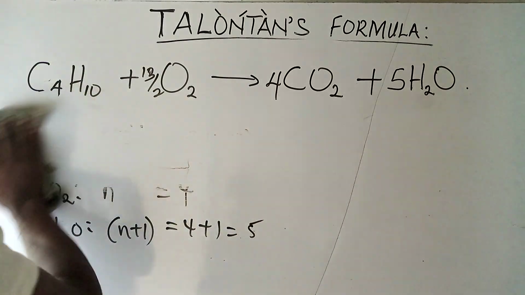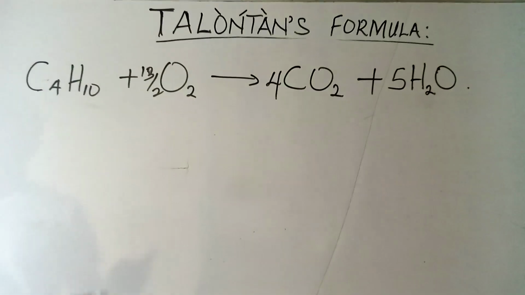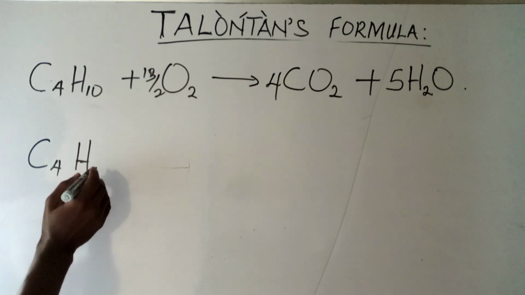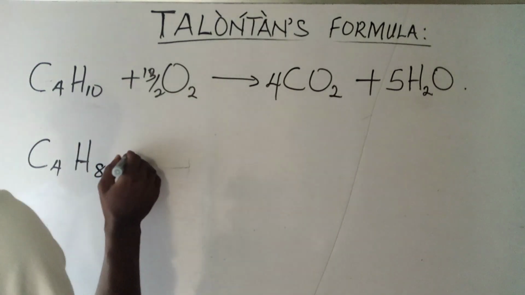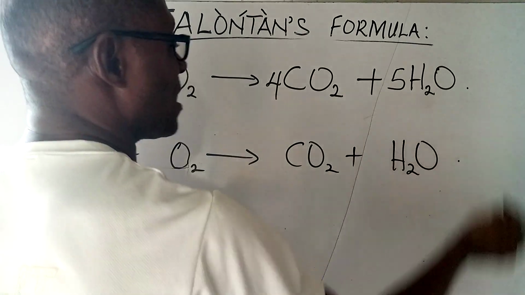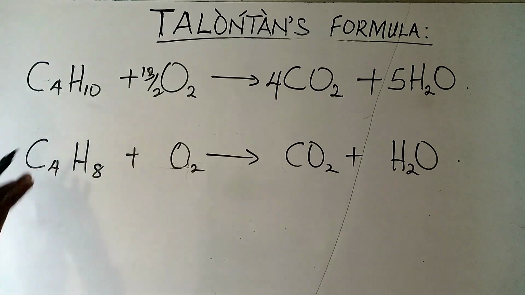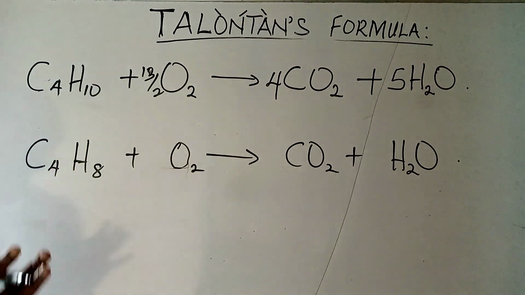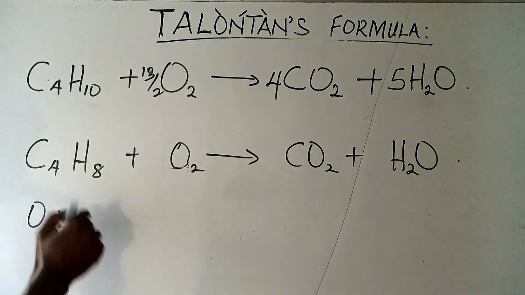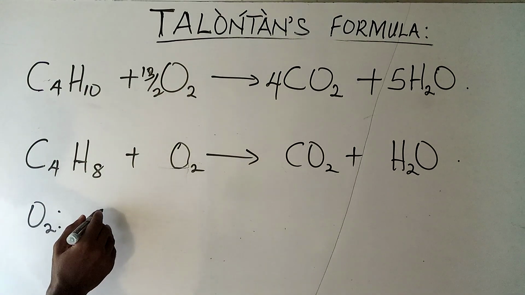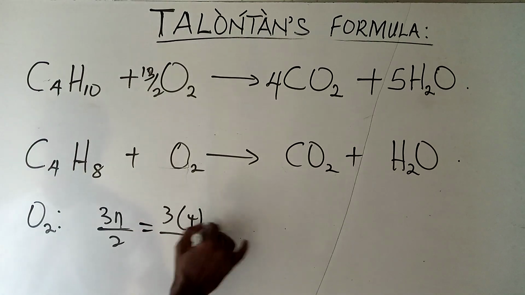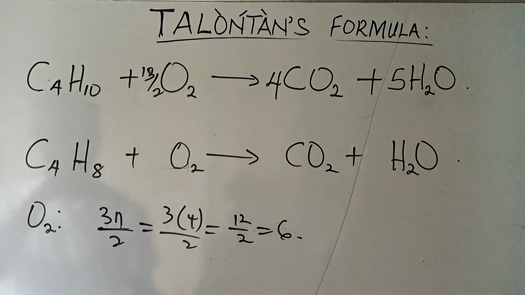Let's try it for unsaturated. Now, the unsaturated with 4 carbon atoms, that is C4H8, which is for alkene. Now, our n is still 4 because our n, do not forget, is the number of carbon in the hydrocarbon that is undergoing combustion. So, for oxygen, in my formula, Talontan's formula, the coefficient of oxygen is 3n/2. All you need to do is 3 into bracket 4, over 2, which is 12/2, and that will be 6. So I'll just put 6 here.